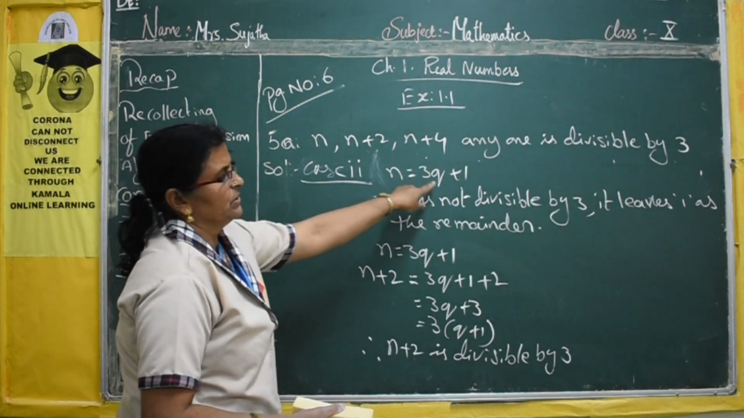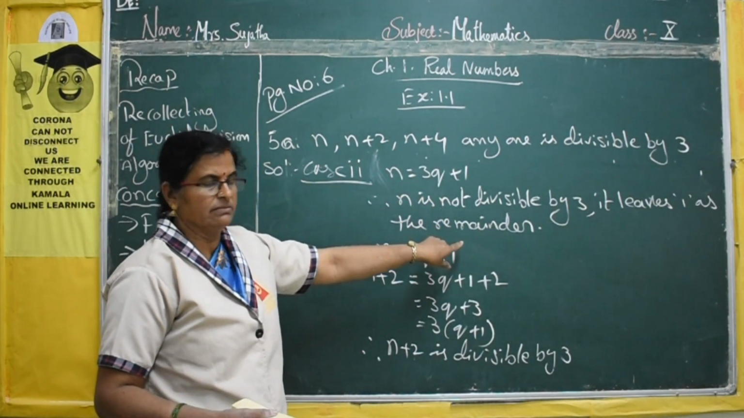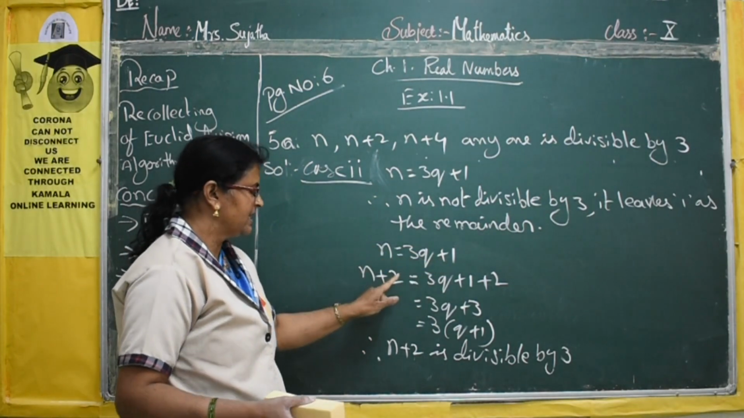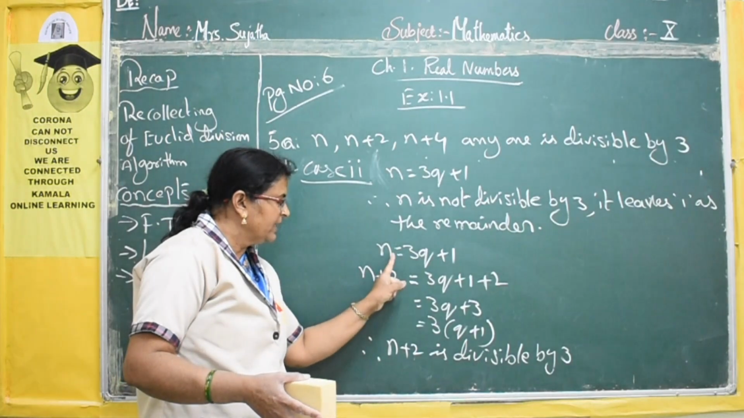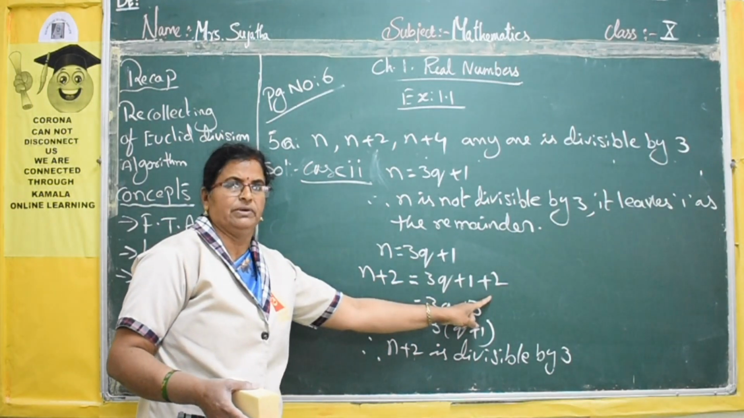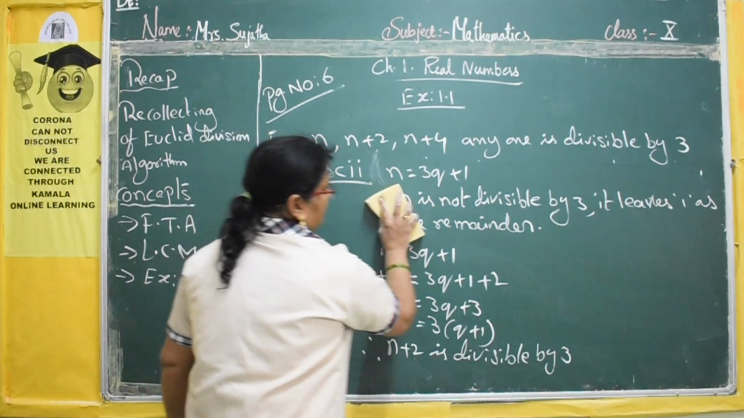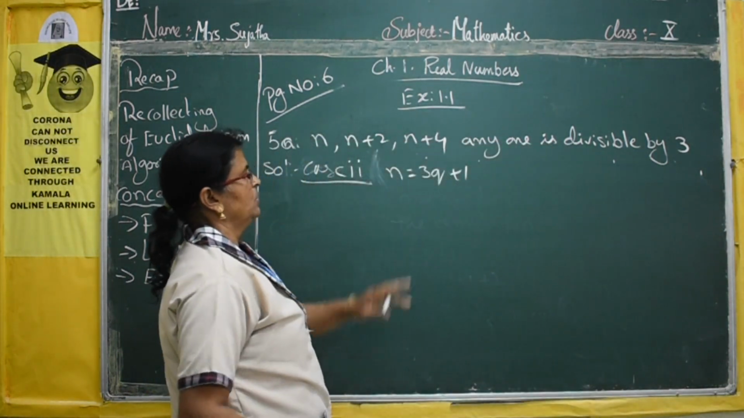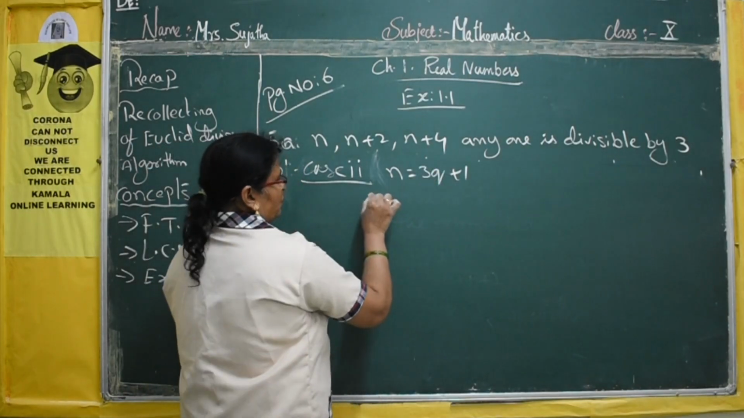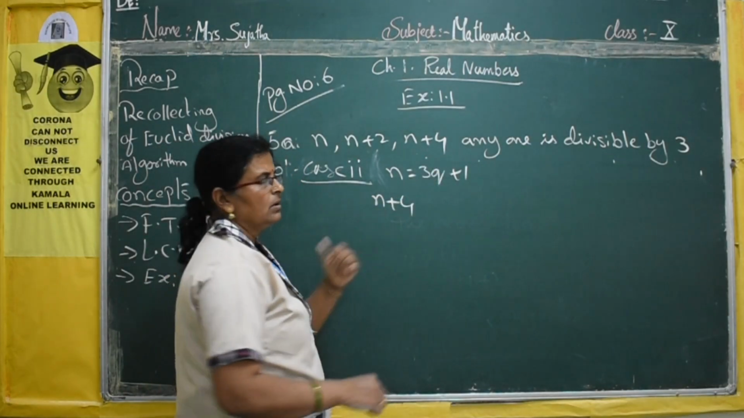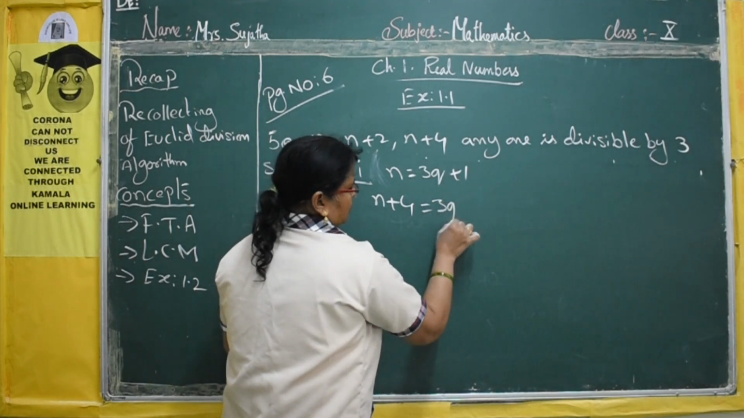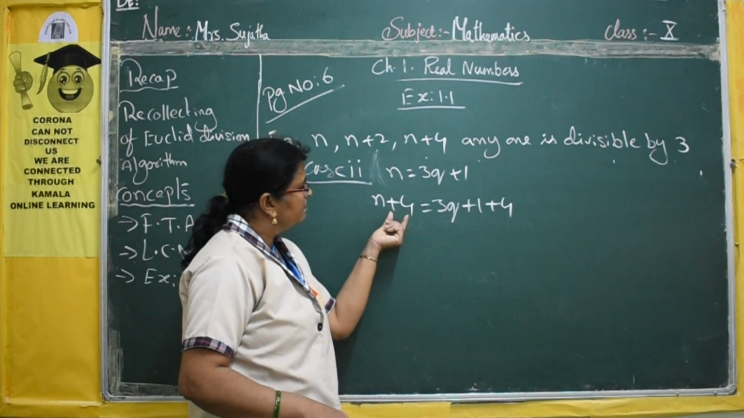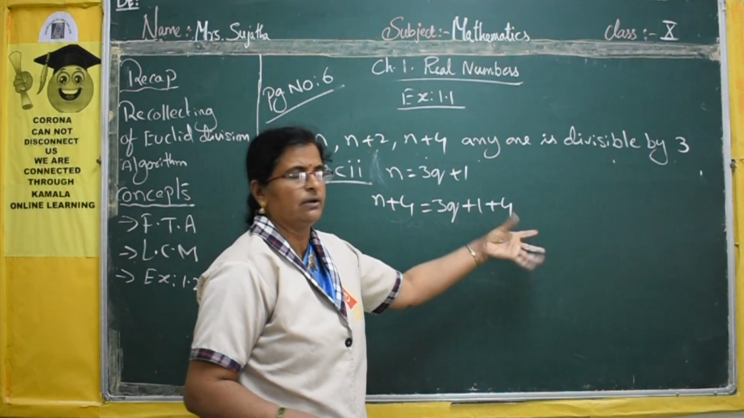Understood now? First we took 3q plus 1. It is not divisible. Now, n value is 3q plus 1, so for n plus 2 we added, that's why here also plus 2 we added. Okay. Now n is equal to 3q plus 1, n plus 4. For n I am adding 4, so here also you have to add 4. 3q plus 1 plus 4.